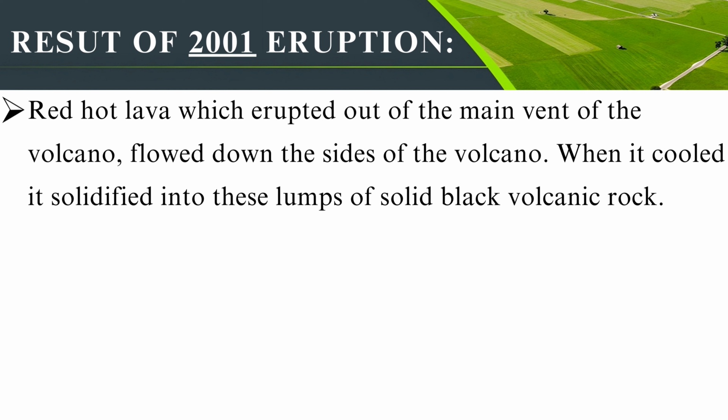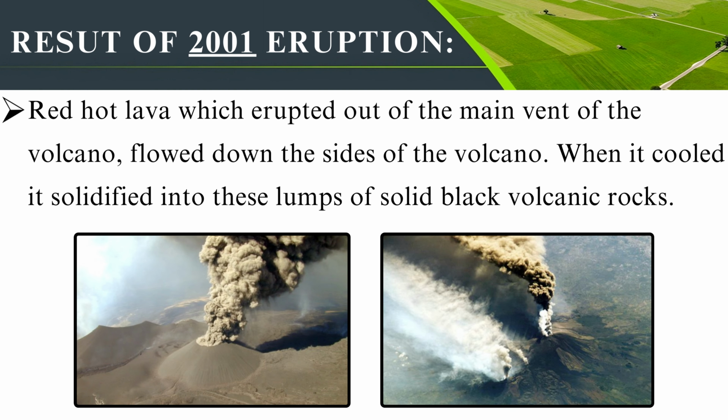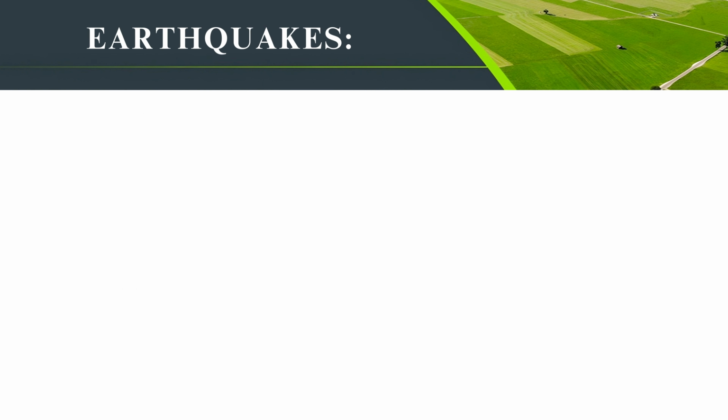Result of the 2001 eruption. Red hot lava which erupted out of the main vent of the volcano flowed down the side of the volcano. When it cooled, it solidified into these lumps of solid black volcanic rocks.